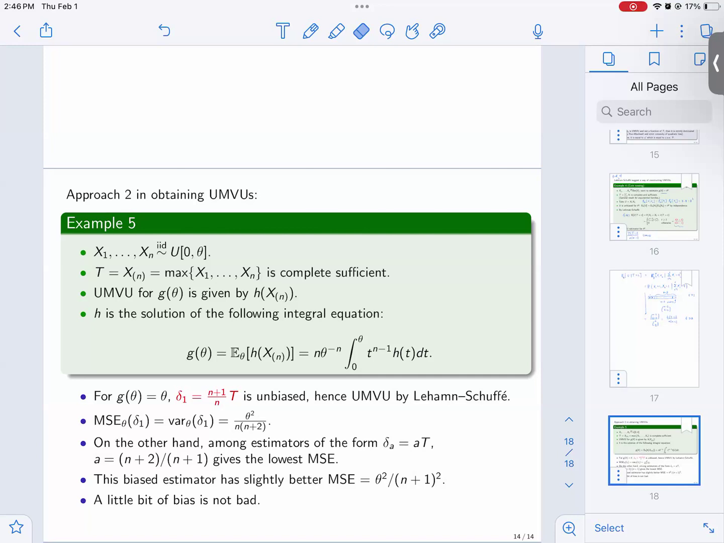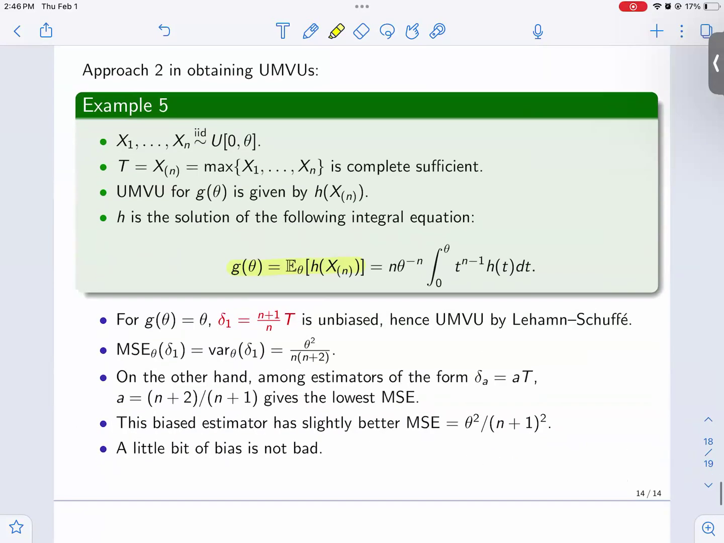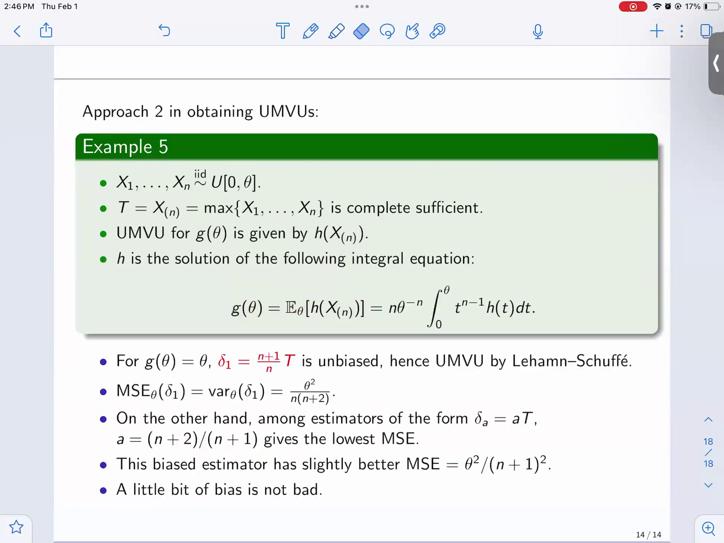Okay, so what I want to do is solve this. I'm going to write down the condition for unbiasedness, which is going to be that. So this is like h of T, right? So that's my T. And we have calculated the density of this. If you remember, when we proved completeness in that example, we calculated the density of T.